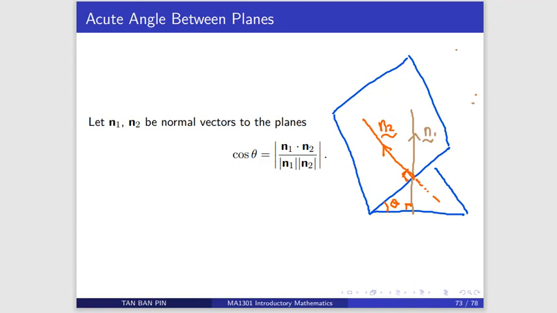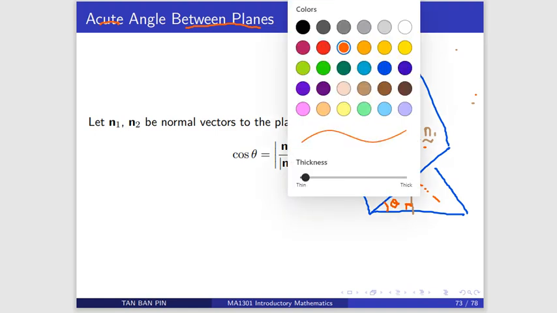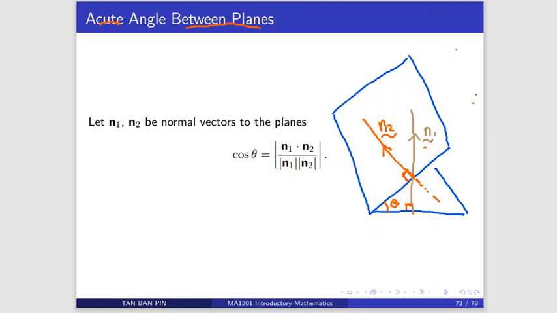We shall look at the angle between two planes. When you talk about the angle between two planes, you look at the acute angle. If you draw two planes, the first plane has normal vector n1, as shown on the diagram, and the second plane has normal vector n2. Theta is the angle between the two planes.